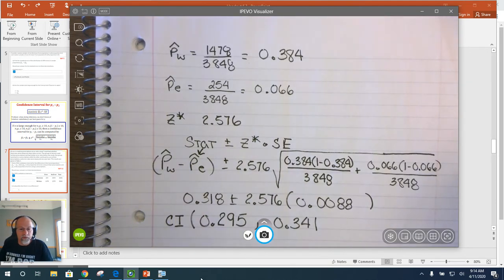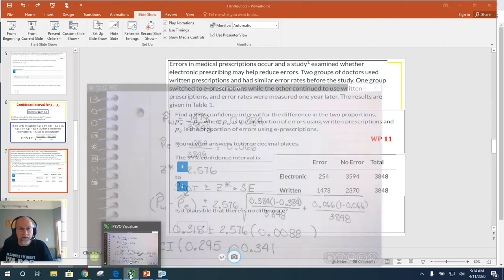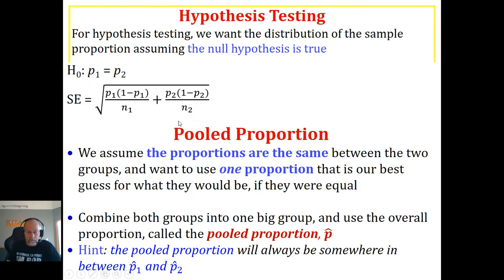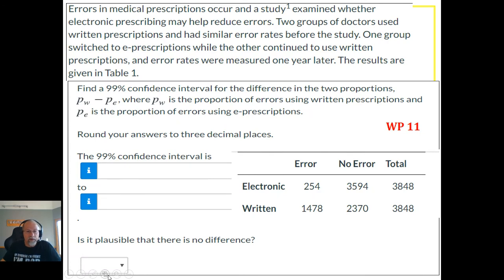Now I want to scoot back and go back to where we are, and answer the questions we're at. So first of all, the question is, what's the 99% confidence interval level? We just did that. We just got 0.295. Oops, back it up. I'm trying to write on here. There we go. And we just got 0.341.